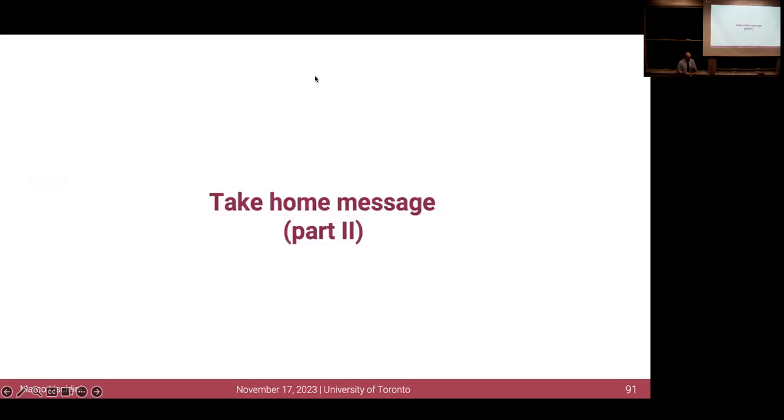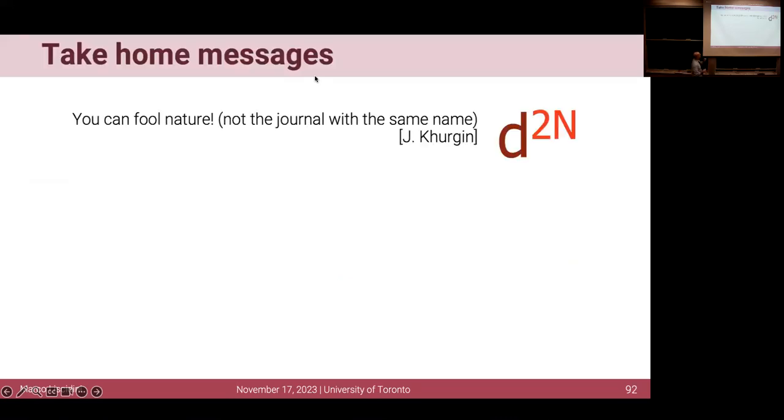So take home message part 2. Okay, so first of all, you cannot... Sorry, there is a mistake. No, you cannot fool nature. No, you can't. Sorry, you can't. So you cannot fool nature. Not the journal with the same name. That's from Giacomo Cooking. It's not mine. You cannot fool nature. Okay. So if you want, oh, that's so bad.